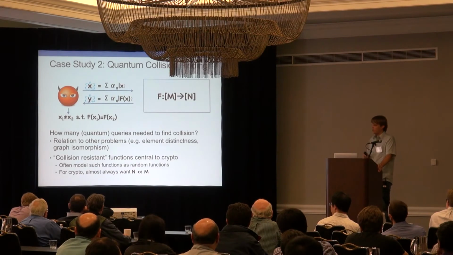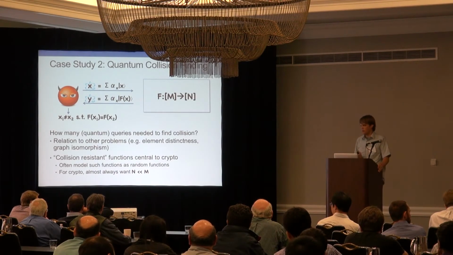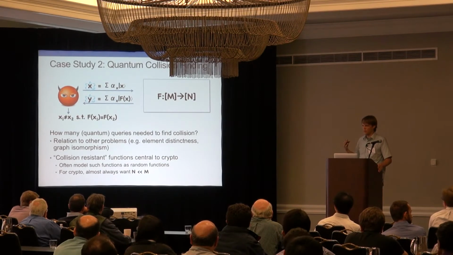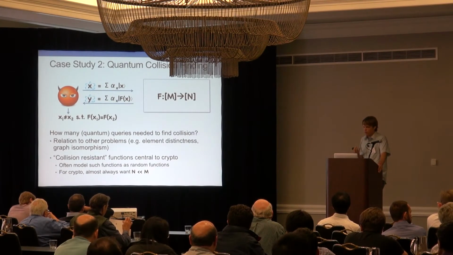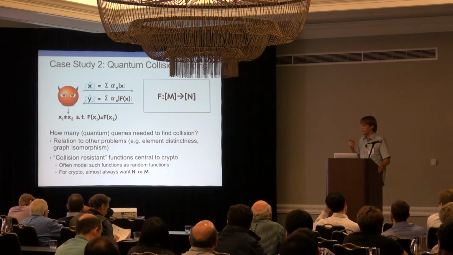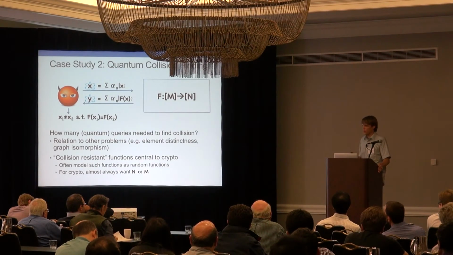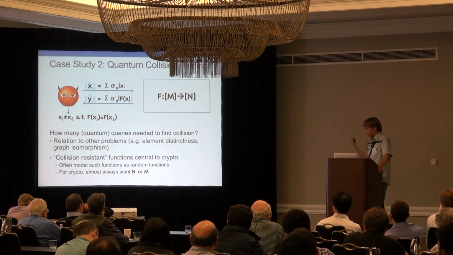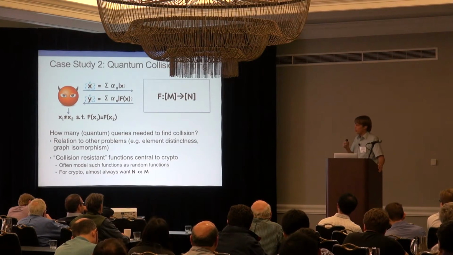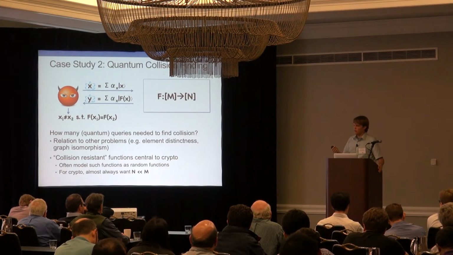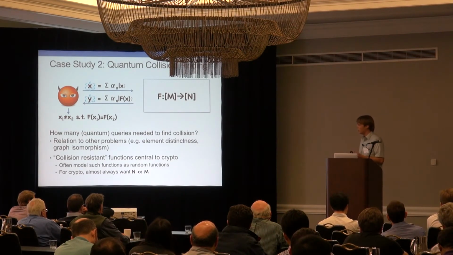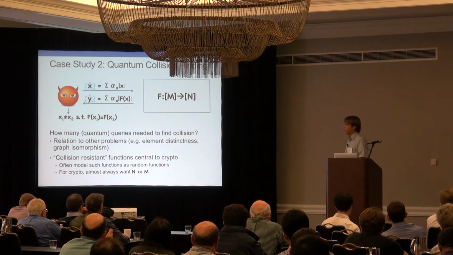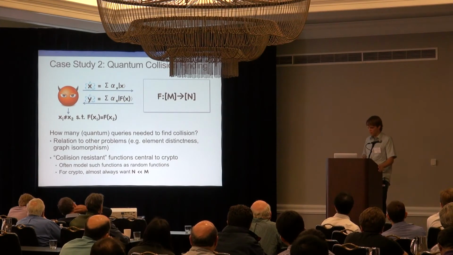And collision-resistant functions themselves are a very central object in crypto. A collision-resistant function means a function where it's hard to find a collision. In crypto, we often model collision-resistant functions as random functions. This is called the random oracle model. It's a very useful model that we have in crypto. One other note I want to make is that for crypto, we generally want the output of the function to be much smaller than the input, so we want the function to be compressing. In this case, collisions are guaranteed to exist, and we want it to be such that even though collisions are guaranteed to exist, you still can't find any.